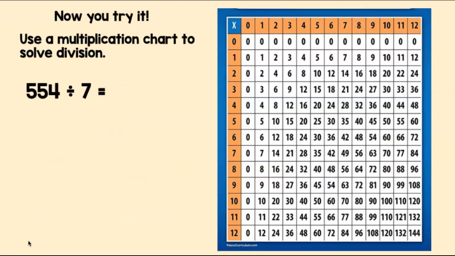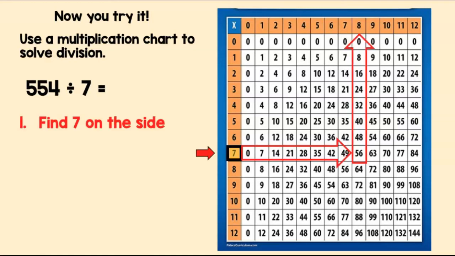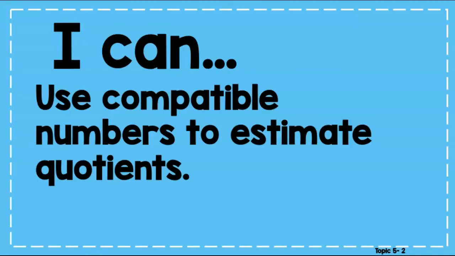Now you try it. Pause the video until you are ready to check your work. You should have found the 7 on the side, and then looked for a number that was close to 55. You'll notice 56 is the closest we could get. So our new equation would be 56, or 560, divided by 7 is 80.